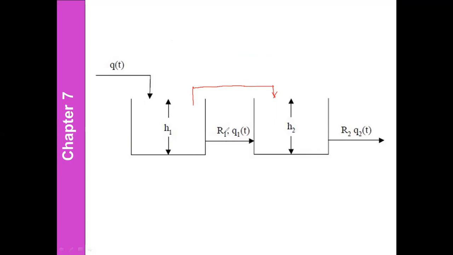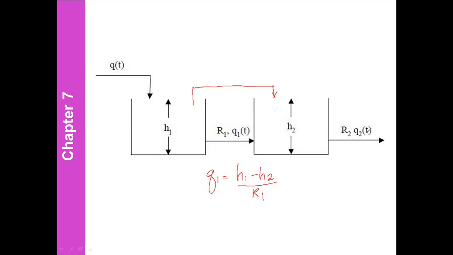This time your R1, linear resistance 1, will now consider both. Rather than a constant, the volumetric flow rate through linear resistance 1 will be a function of H1 and H2. And what is that? We say that your Q1 is equal to H sub 1 minus H sub 2 over R sub 1. So the volumetric flow rate through resistance 1 is now being affected by these two.